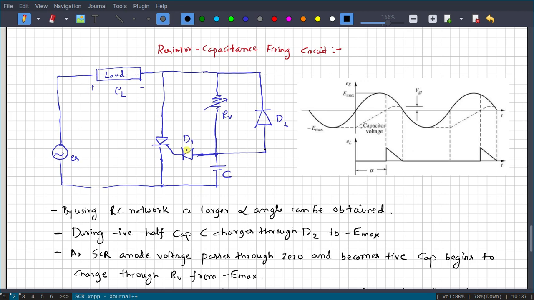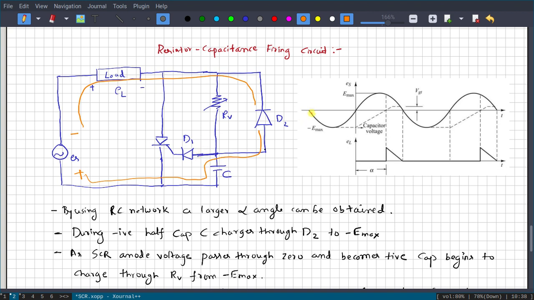Now let us see how it operates. Let us start with the negative cycle. During the negative cycle, this side is minus and this side is plus. During that time, this SCR will be reverse biased, so it will be open. But what about the diode? One path is this one and the positive terminal is connected to this. So this diode will be forward biased because negative is at the top, positive at the bottom. So the diode is forward biased and the capacitor charges to negative Emax.